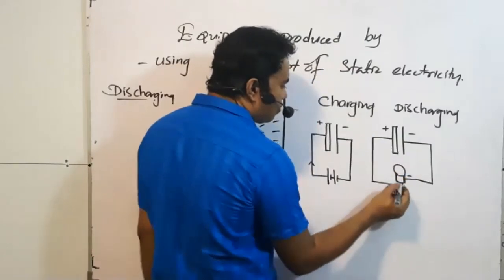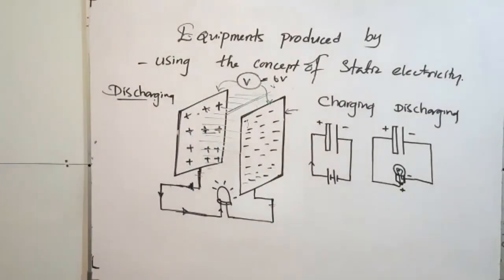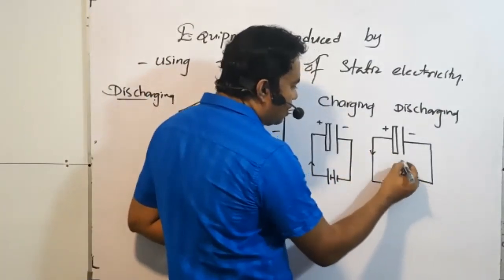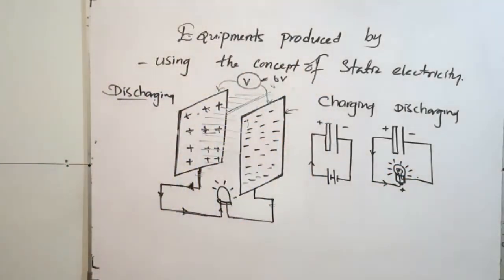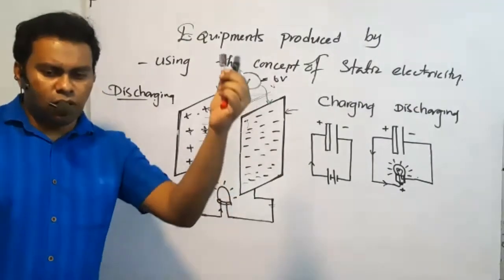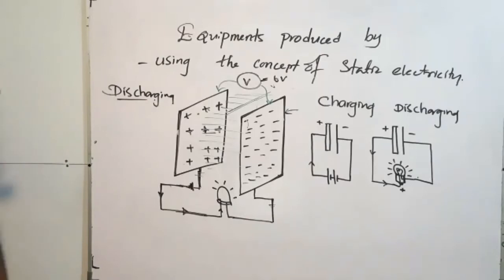Positive, negative. When discharging, the positive to negative discharge occurs through the bulb, then it starts to light up. So this is the capacitor, but the actual capacitor is a cylindrical one. How does that happen? Now I'm going to draw that.